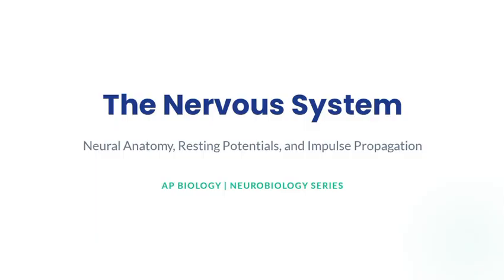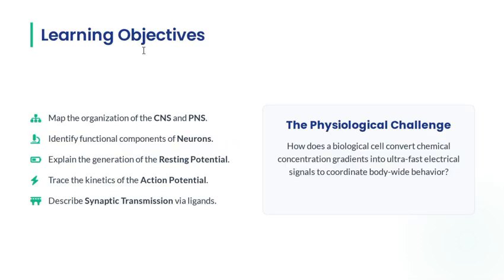But anyways, okay, so we're gonna go over the nervous system. We're gonna go over the central nervous system and the peripheral nervous system. We're gonna identify neurons, resting potential, action potential, and synaptic transmission. And then we're gonna try to figure out the physiological challenge: how does a biological cell convert chemical concentration gradients into ultra fast electrical signals to coordinate body-wide behavior.